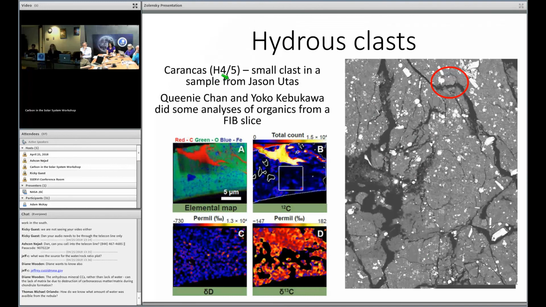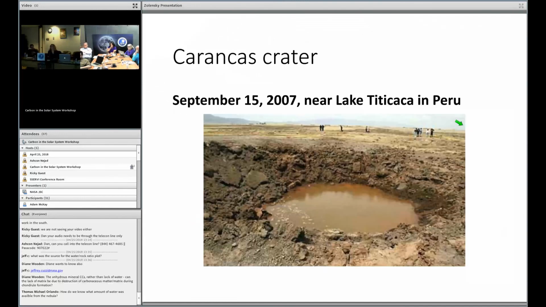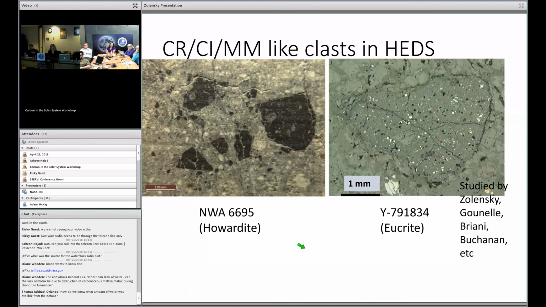This is a class that was in the Carbonaceous H4, H5 chondrite, given to us by Jason Utas, which has veins of organics in it. This is something that Queenie Chen talked about at LPSC. I haven't seen this before. It's pretty cool. And again, mineralogically, it's identical to these other materials here. And by the way, if you don't know Carbonaceous, it's the one that made the smelly crater in Peru about 10 years ago, the one that got people really sick because it happened to land over an area which had arsenic-rich groundwater. So it's a kind of a dreaded meteorite.